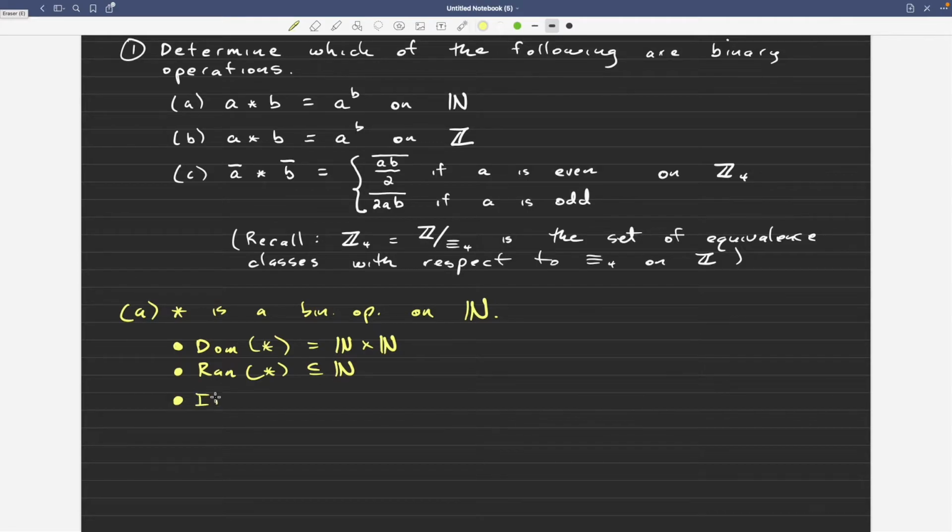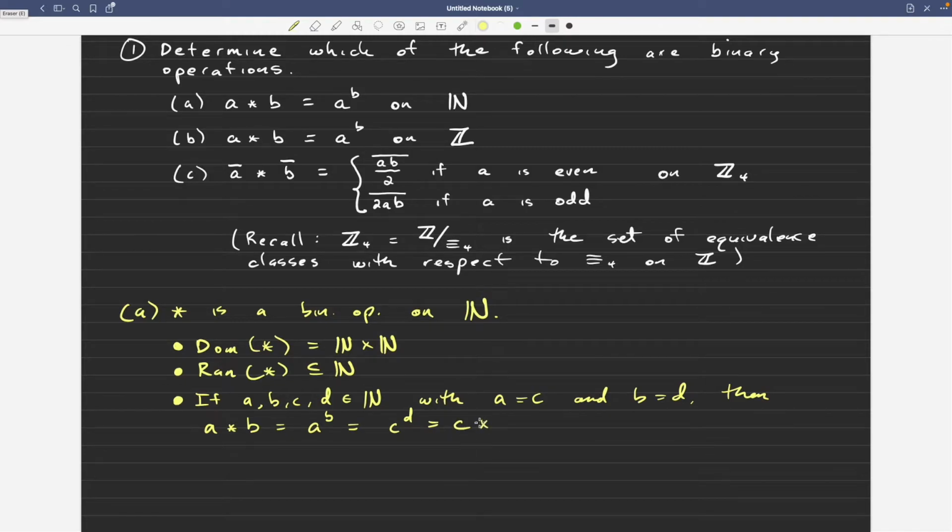if, let's say we got A, B, C, and D in the natural numbers, with A equal to C and B equal to D, then A star B, that's A to the B, according to the definition. But since A is equal to C and B is equal to D, this is certainly equal to C to the D, which is the same as C star D. So it satisfies the function property bit, so that's fine.